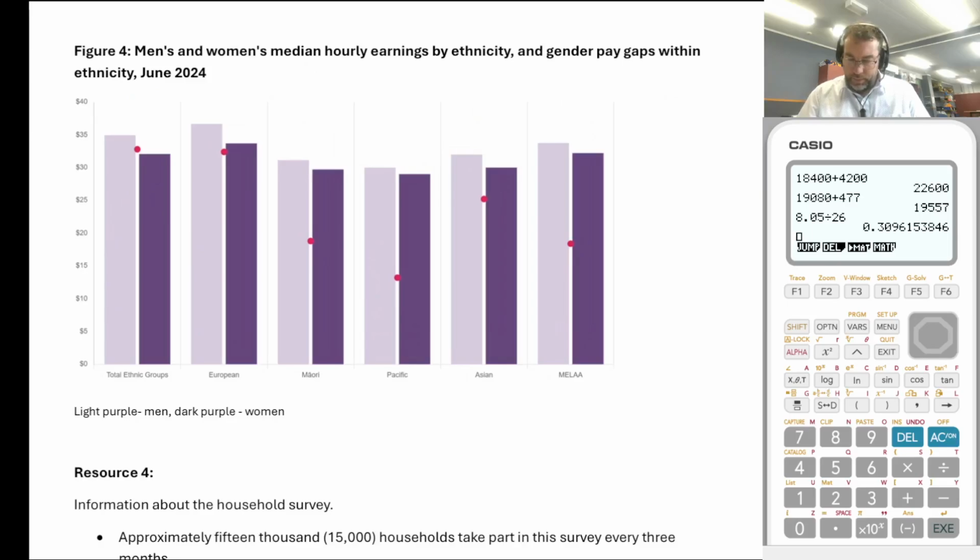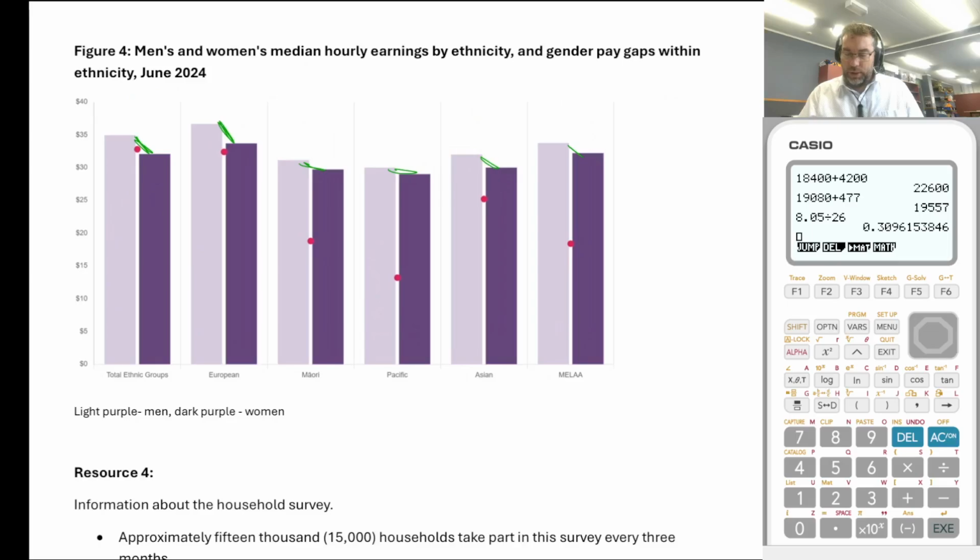I can see here that for each graph, for each ethnicity, I should say, we can see that the men's median hourly earnings are higher than the women's. We can see that the gap is bigger here in the European one, and here for total ethnicity. We can see for Māori and Pacific, it's a little less, and it's kind of a moderate gap here for the Asian and for the MELAA.